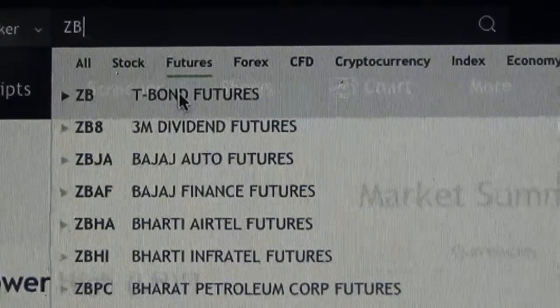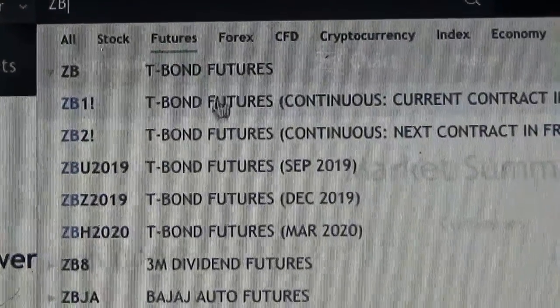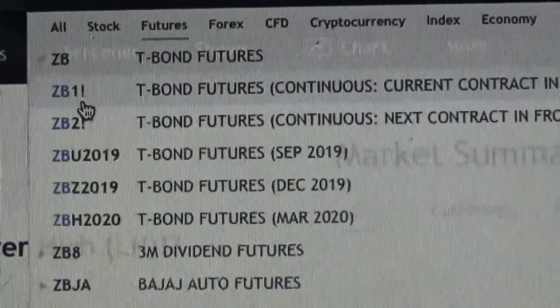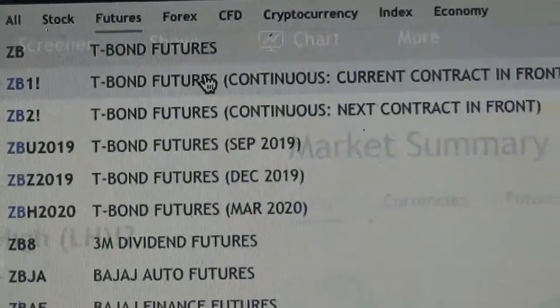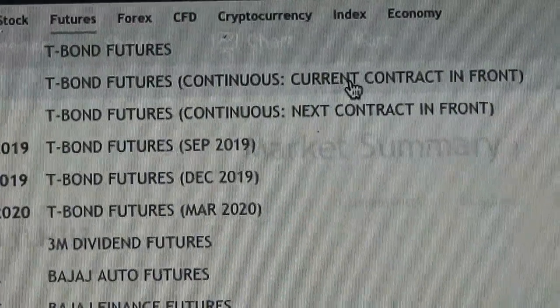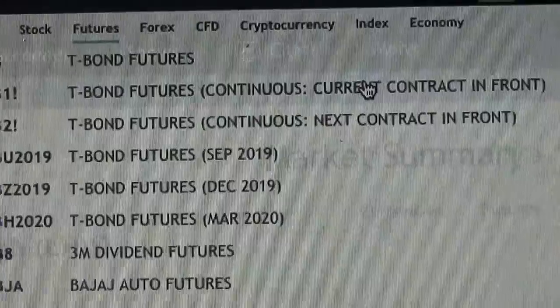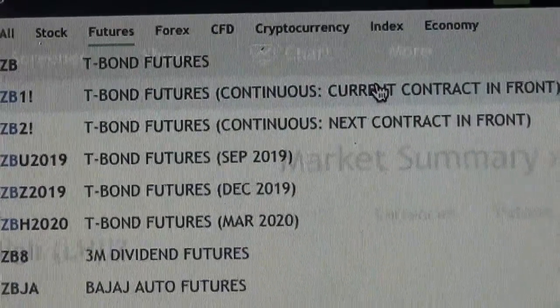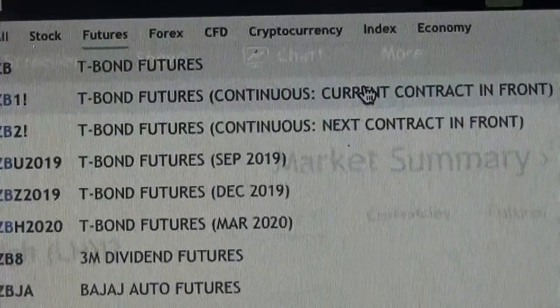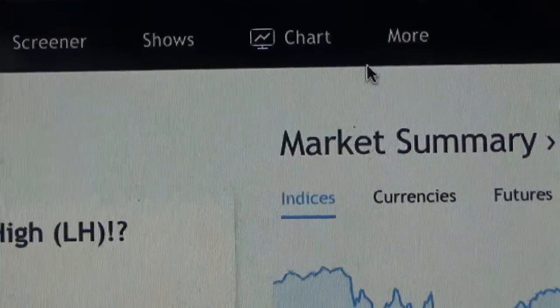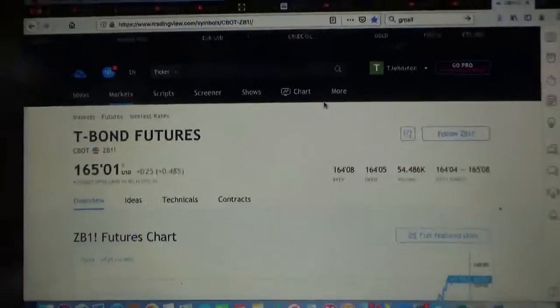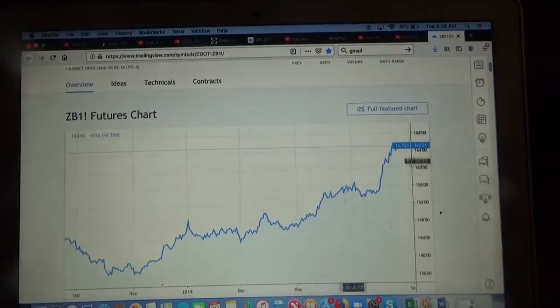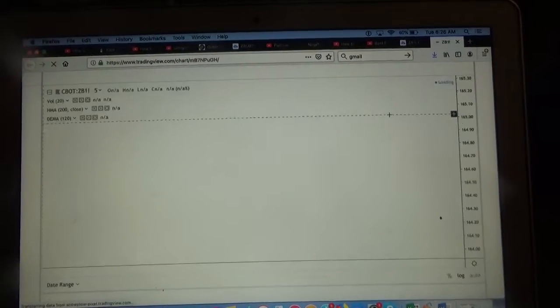So here's the 30-year. If I click here, it's going to give me more 30 years. So the ZB1 exclamation point is the current continuous contract, and that's probably when I have enough money. This is when I'm going to trade. I might have to start with the 10-year or 5-year until I have enough money. So I click that, and then it's going to give you a chart down here, and if you click full featured chart, it'll give you a better look at it.